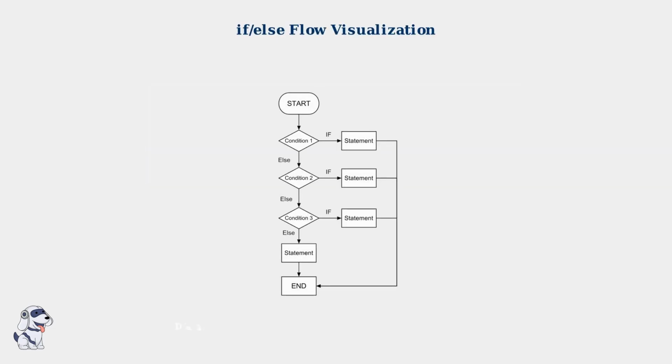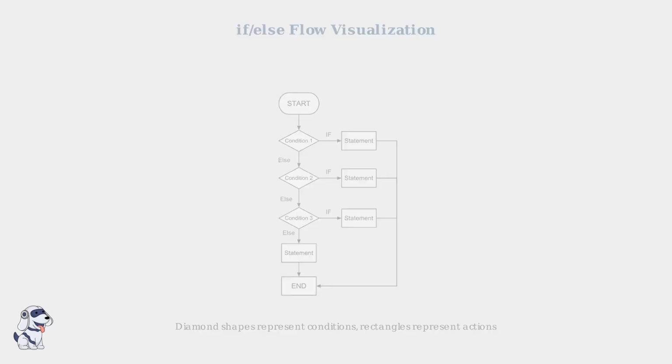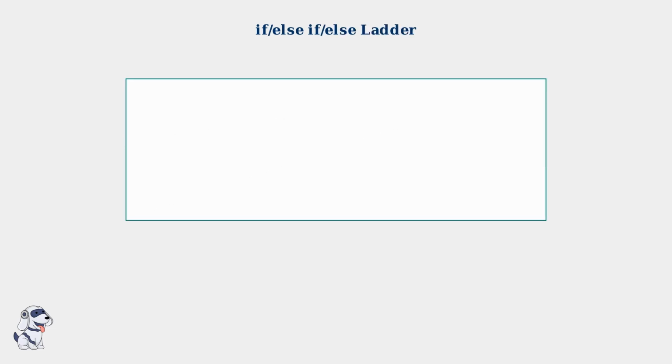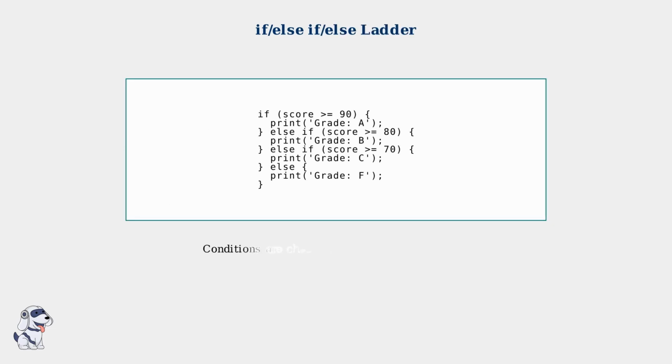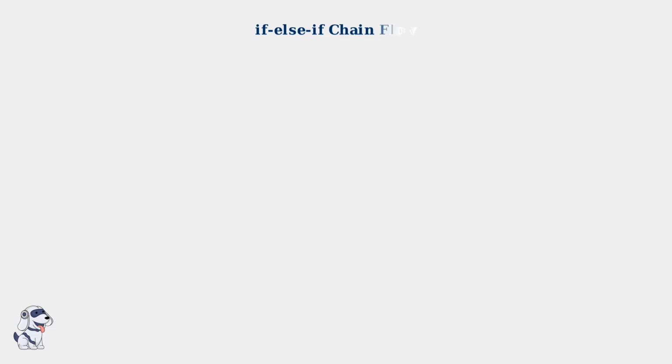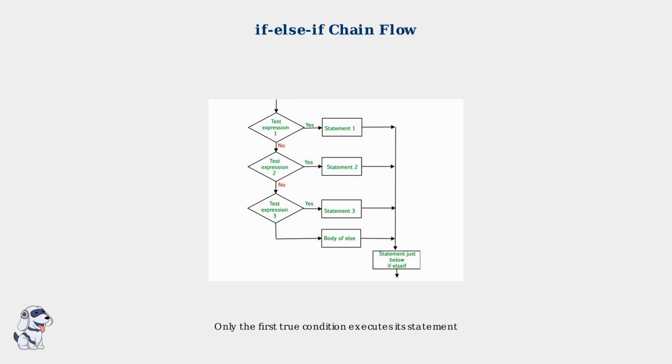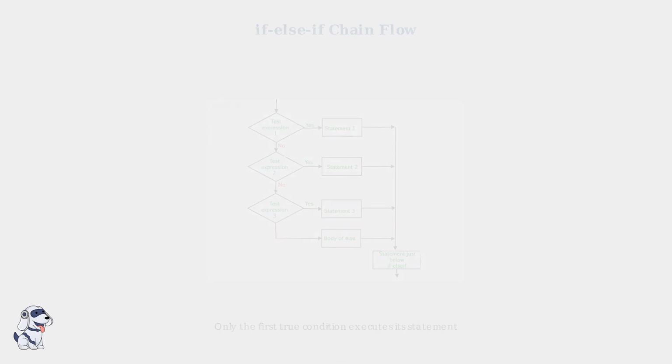Let's visualize how if-else statements work using a flowchart. This diagram shows the decision-making process that occurs when your program encounters conditional statements. When you have multiple conditions to check, you can chain them together using else-if statements. This creates what's called an if-else ladder, allowing you to test multiple conditions in sequence. Here's another flowchart that specifically shows how if-else-if chains work. Notice how each condition is tested sequentially and only one path is executed.